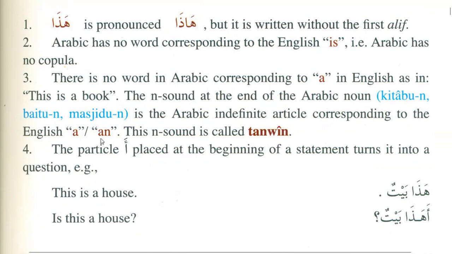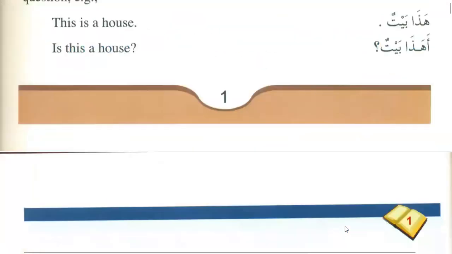It's the indefinite article. It's the a and an, and it's the n sound at the end of the word. Whenever we want to convert any simple sentence into an interrogative sentence, we just put the particle hamza in the beginning, then it becomes an interrogative. So these are the two main points of this chapter.